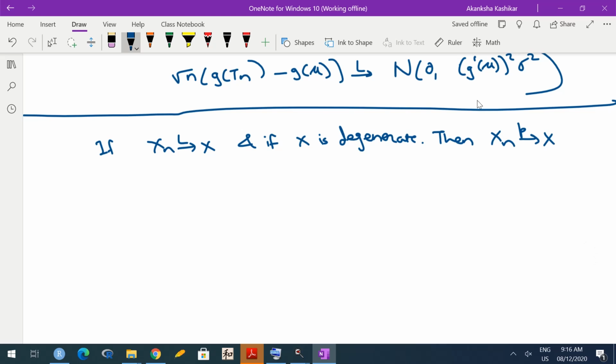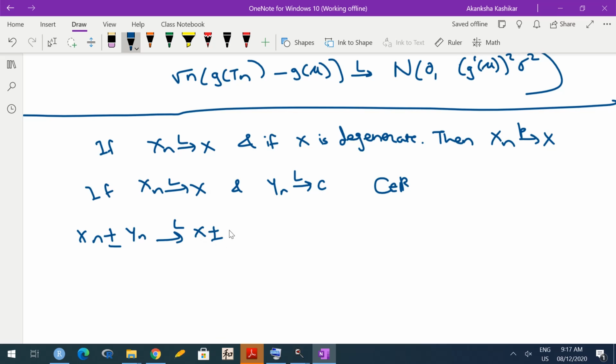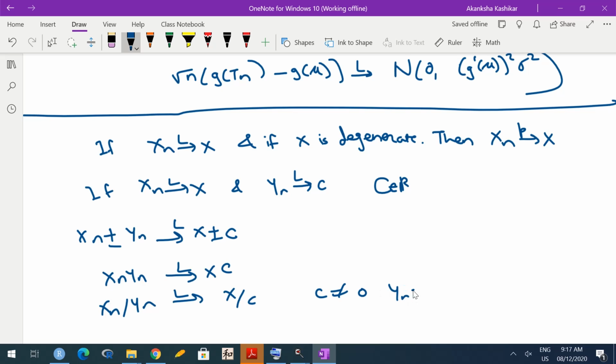And as a result of this implication, we can have algebra of sequences also. If Xn converges to X in law and Yn converges to c in law, meaning Yn converges to a degenerate random variable, where c is some constant, then Xn plus Yn and Xn minus Yn converge in law to X plus or minus c. Then Xn into Yn converges in law to X into c. Xn by Yn converges in law to X by c, provided these are defined, so provided c is not 0 and Yn is not 0.